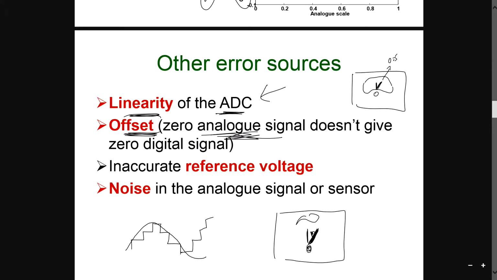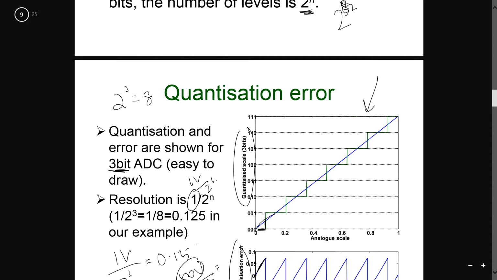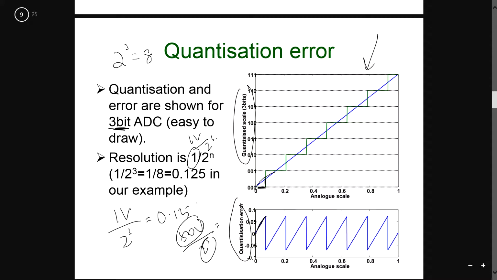Nonetheless, you also have an inaccurate reference voltage. You may input a different voltage and things like that. And then you may also have different noises in your analog signal, which may cause your system to read wrongly. So these are the four. I think it's a good question when they ask what are the error sources. You can say it is linearity, offset, inaccurate reference voltage, noise, and last but not least the quantization error.